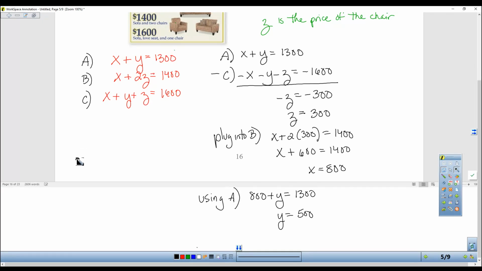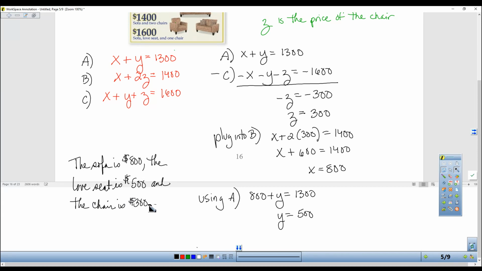Again, don't stop there. Make sure you write out your answer. The sofa is $800. The love seat is $500. And the chair is $300. Don't be lazy on that last step. Make sure you write it out. So I really like this problem because it shows you how diverse it can be.